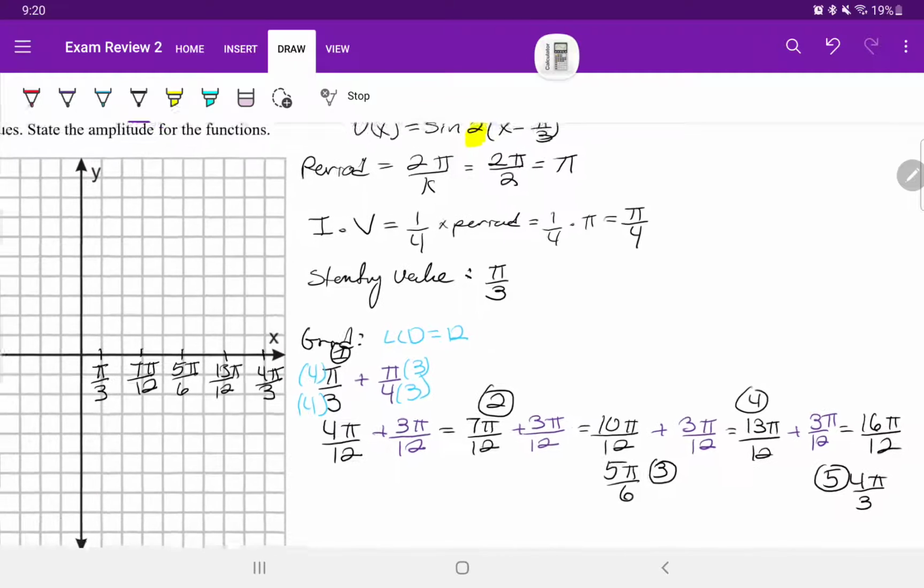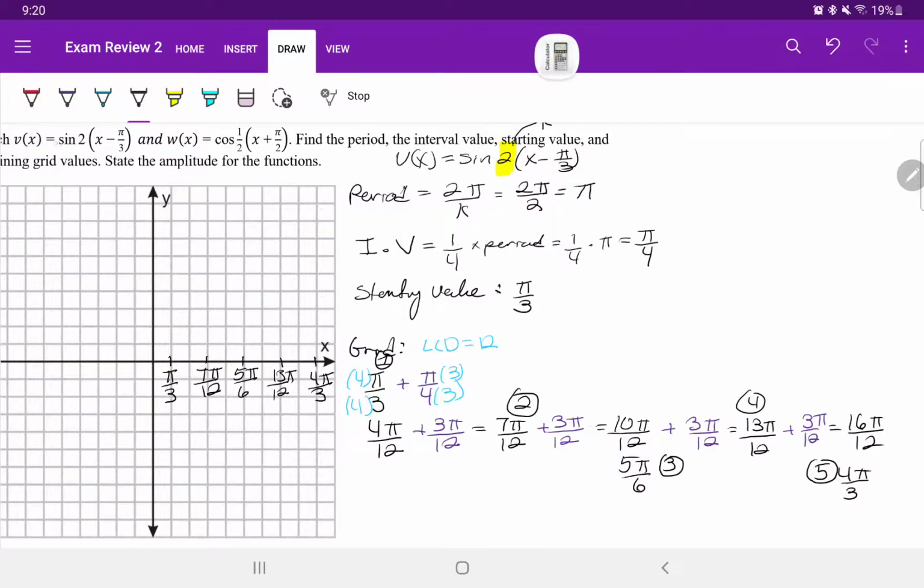Last but not least, the amplitude. There is no number being multiplied in front of your sine function. So the amplitude is 1. The highest value it is going to attain is positive 1. The lowest value the function will obtain is negative 1. And this is a sine function. Remember the pattern: 0, max, 0, min, 0.